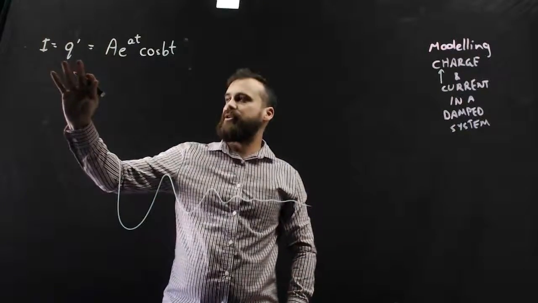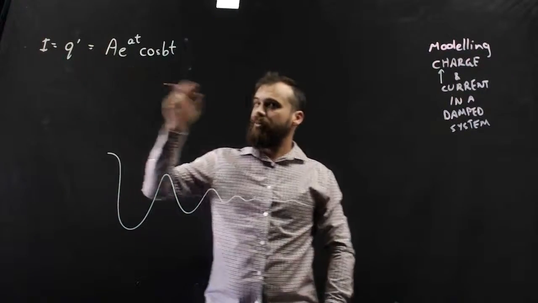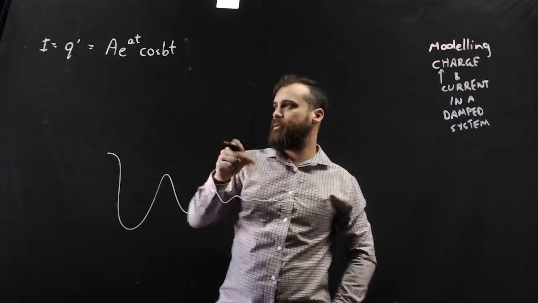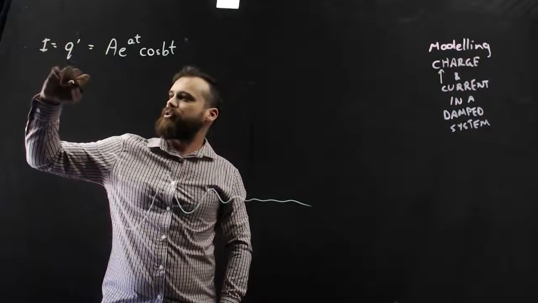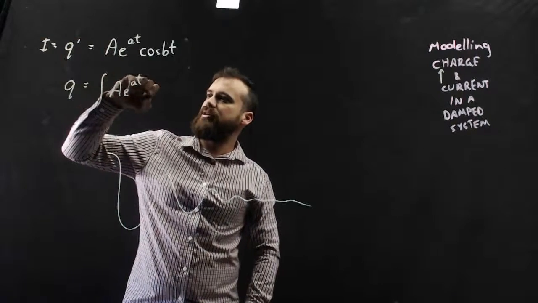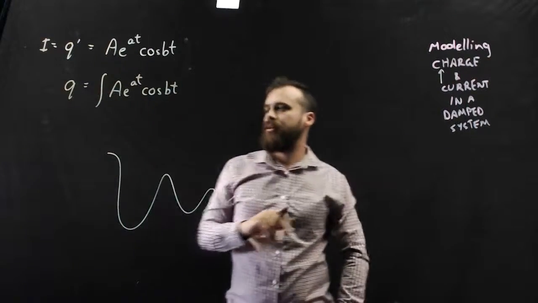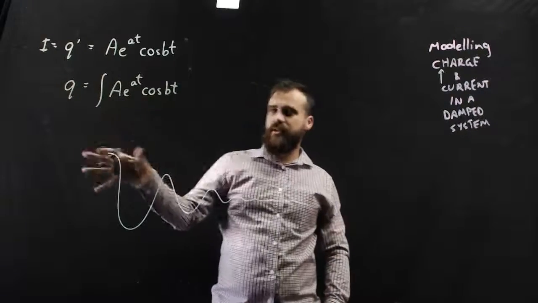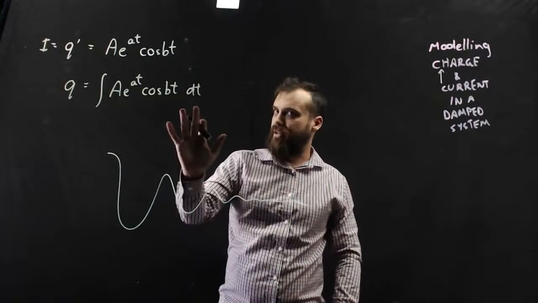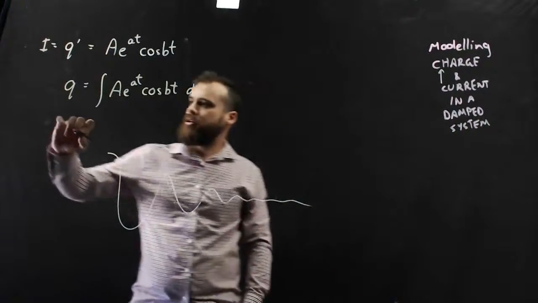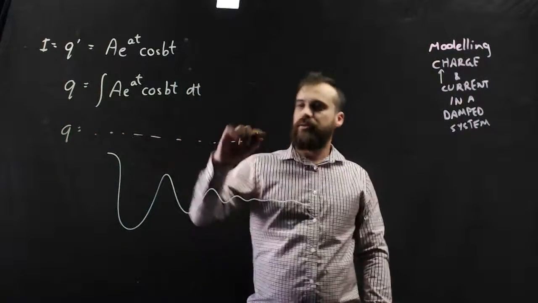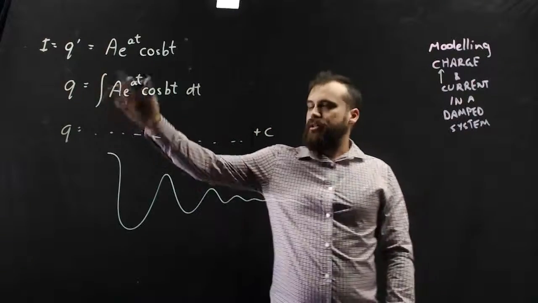So if we know the current at any given time by placing in a value here, I'll also know the rate of change of the charge at that particular time, but I won't know the charge at that particular time. If I want to know the charge at that particular time, then I'm going to have to find the integral. So charge is going to be equal to the integral of A e to the AT cos BT with respect to t. If I find the integral of that, what I'm going to end up with is Q is equal to some function plus C, because I'm finding an indefinite integral.